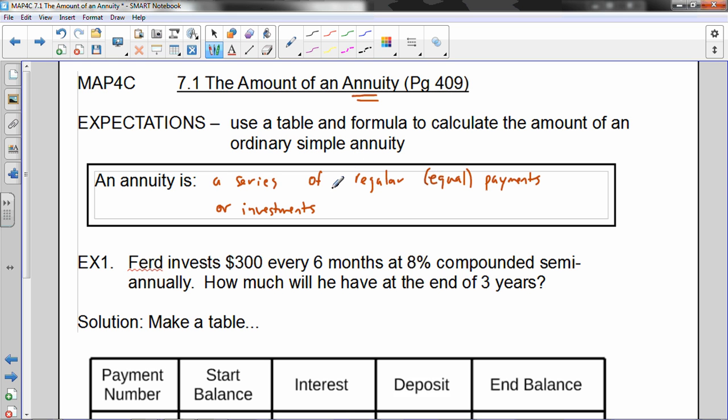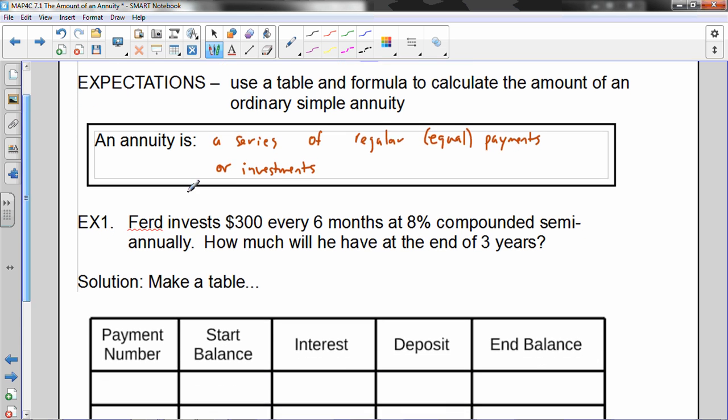Okay, well, how would Ferd's investing change then? Well, here we go. Ferd invests $300 every 6 months at 8% compounded semi-annually. How much will he have at the end of 3 years? Well, notice this is weird. I can't use this formula because, you know, I don't know what this is.